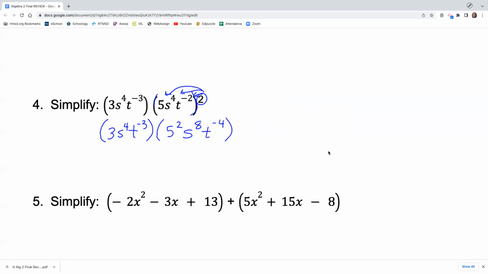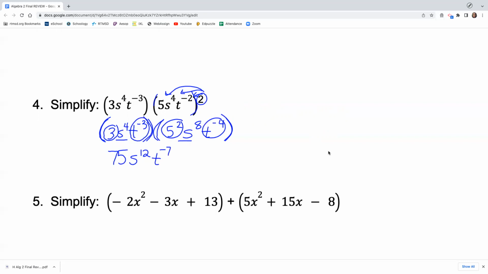These parentheses now are just showing multiplication between 2 separate things, but they're really not needed. What we're going to do is multiply the regular coefficient numbers and then combine the exponents through addition. So let's look at the regular coefficient numbers. 3 times 5 squared. You can do this in your calculator. 5 squared is 25, 3 times 25 is 75. And then looking at common bases, s to the 4th, s to the 8th, that's s to the 12th, t to the negative 3rd, and t to the negative 4th. You add that, that's t to the negative 7th.